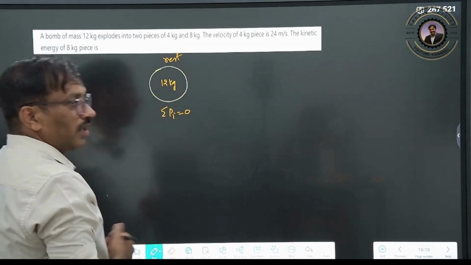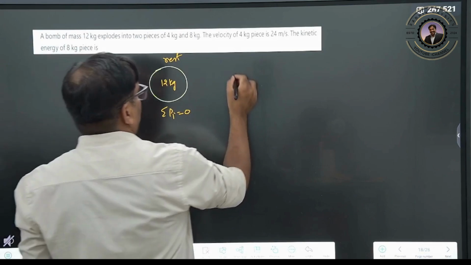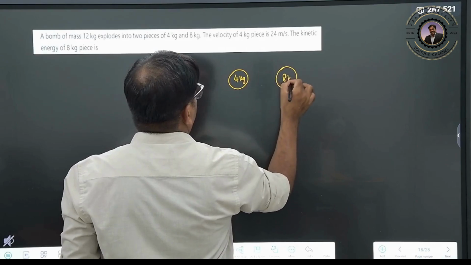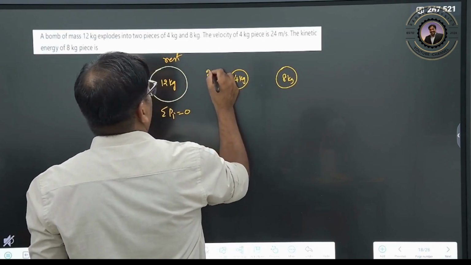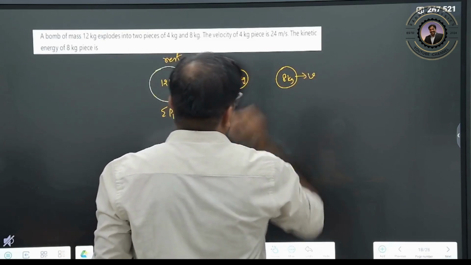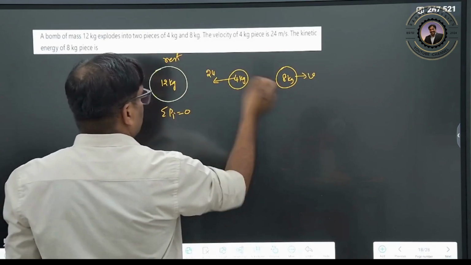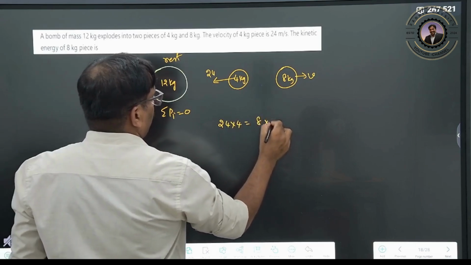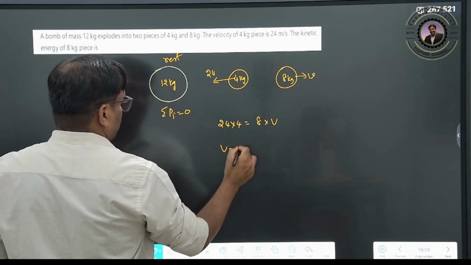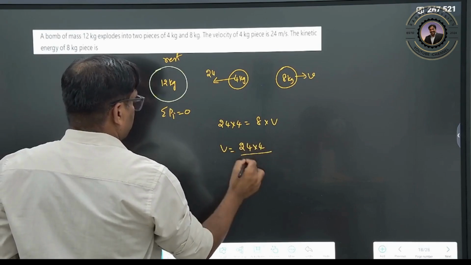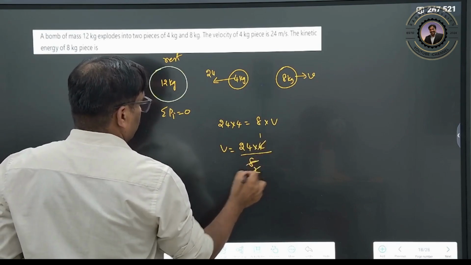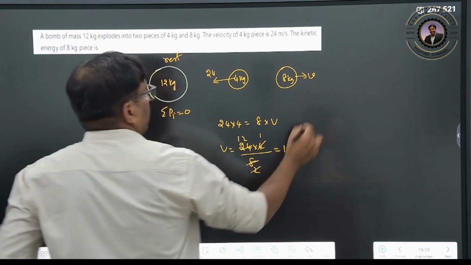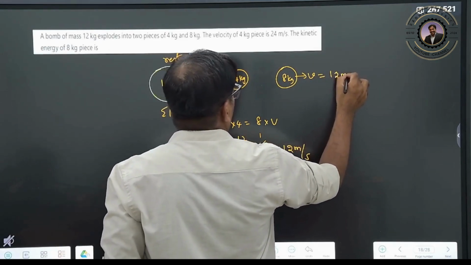The explosion is due to internal forces. Then what happened? Here 4 kg, 8 kg. The 4 kg piece is going with a speed of 24. What will be the speed of this one? We want to calculate. Again the same story: 24 into 4 equals 8 into V. Therefore V is equal to 12 meters per second. So this will be going with a speed of 12 meters per second.